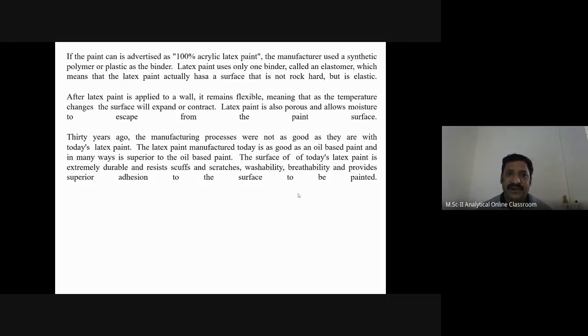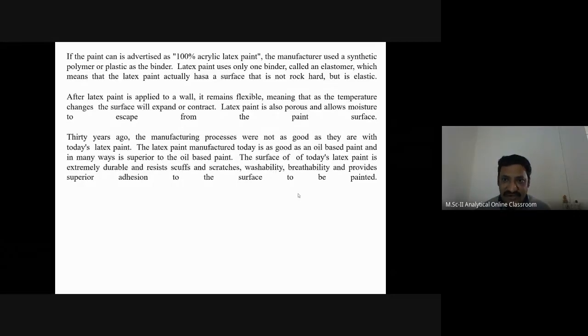that the latex paint actually has a surface that is not rock hard, but elastic. Okay, so if it is an elastomer, the surface is elastic. It is not hard. After latex paint is applied to a wall, it remains flexible, meaning that as the temperature changes, the surface will expand or contract. Okay, so this is the most interesting property of latex paint. When only one binder is there, it is called an elastomer.